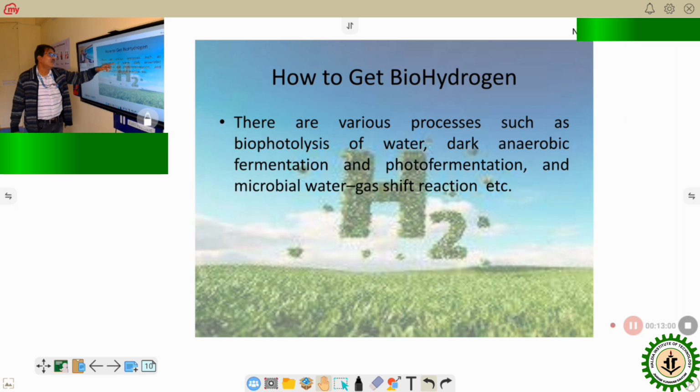biophotolysis of water using even the algae, blue algae, dark anaerobic fermentation and photofermentation, and microwave water gas shift reaction. So among all these options, the very interesting part is the anaerobic fermentation and photofermentation. So fermentation can be utilized and specific bacteria are there, for example, Enterobacter cloacae, Rhodobacter sphaeroides for photofermentation. And these fermentations, even dark fermentation, dark anaerobic fermentation, I think dark means it's independent of light. Do not depend on light.